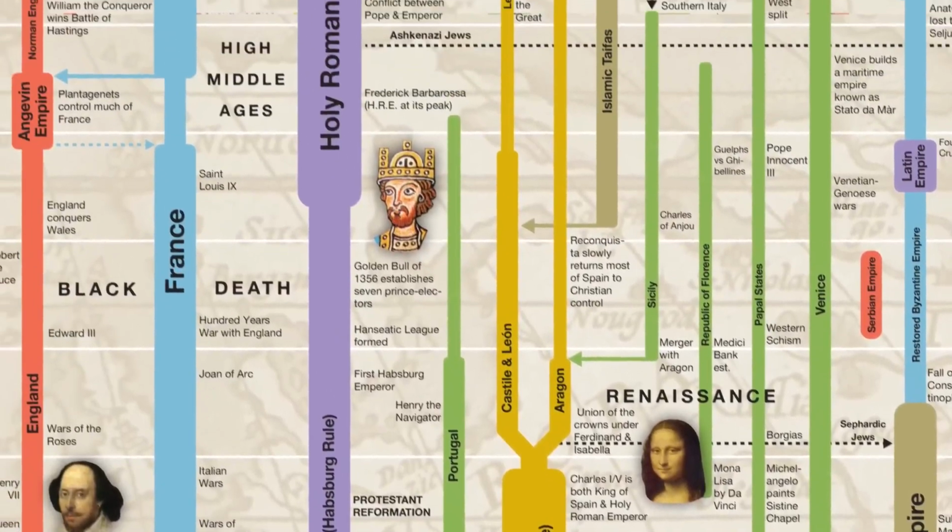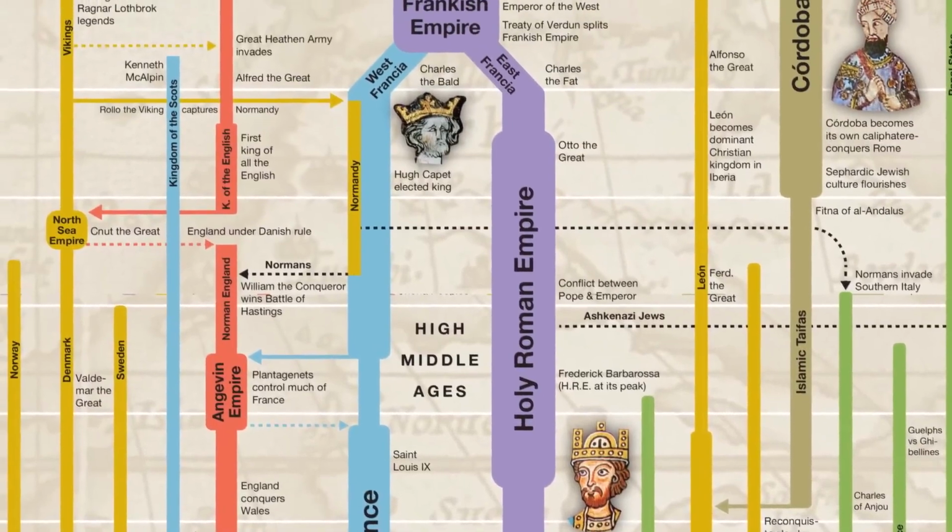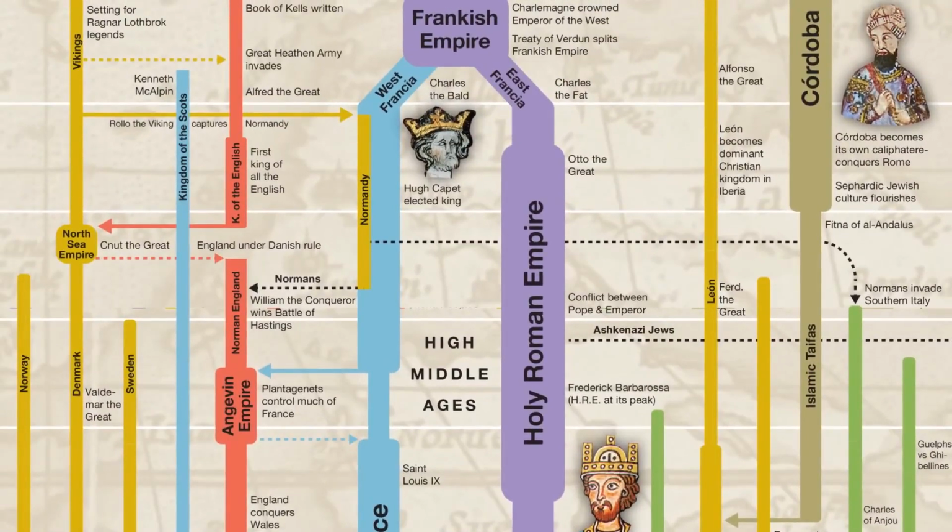Moving north, the various Anglo-Saxon kingdoms in Britain eventually merged to become the Kingdom of England, and the various kingdoms in North Britain merged to become Scotland. Around the same time, a group of Vikings landed in France, where they became known as Normans. From there, they would go on to invade southern Italy and England as well.